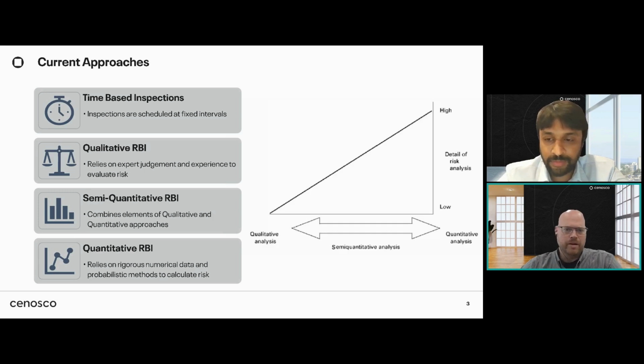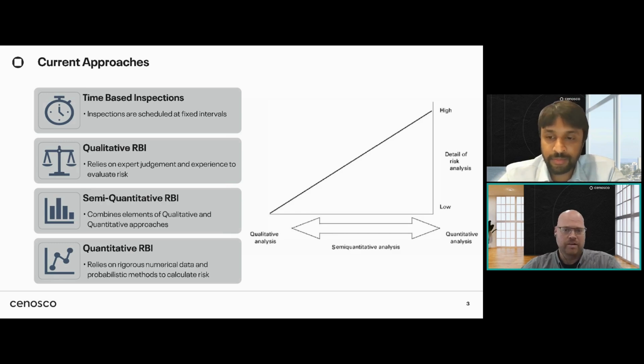Next up are qualitative inspections. This approach, the qualitative approach, relies on expert judgment and experience to assess risk. Inspectors rely on checklists, visual assessments, or historical knowledge to prioritize inspections. For instance, an experienced technician might flag a corroded pipe based on its appearance and past maintenance records.